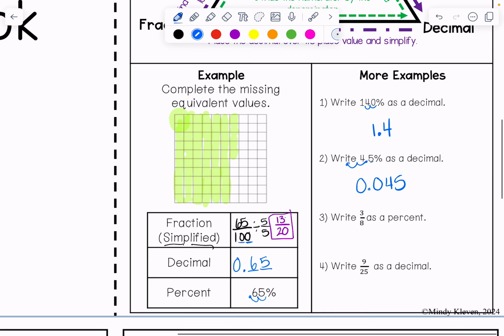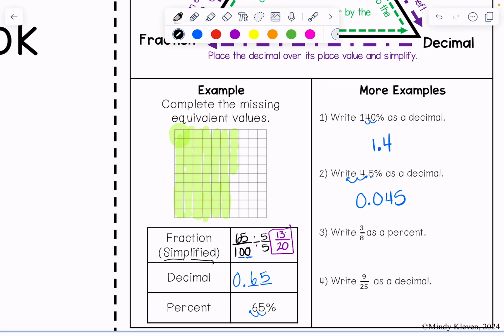Writing 3/8 as a percent. There's a couple of different ways. So if I look at fraction to percent, okay, it says find an equivalent fraction with a denominator of 100, and you can set up a proportion to do this. And what I love about fractions, decimals, and percents is if you wanted to make the 3/8 into a decimal first and then convert the decimal to the percent, you could do that as well.